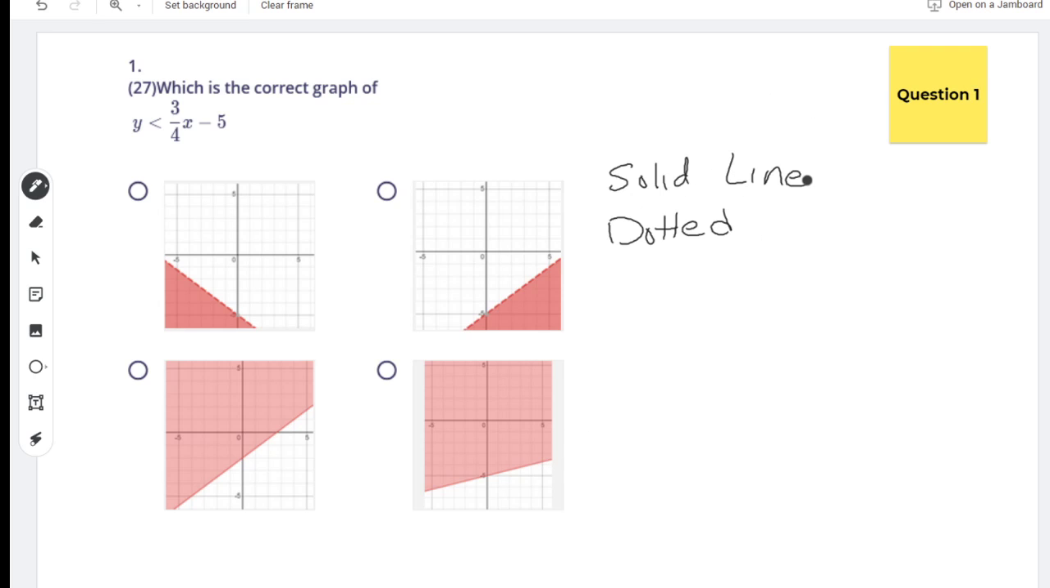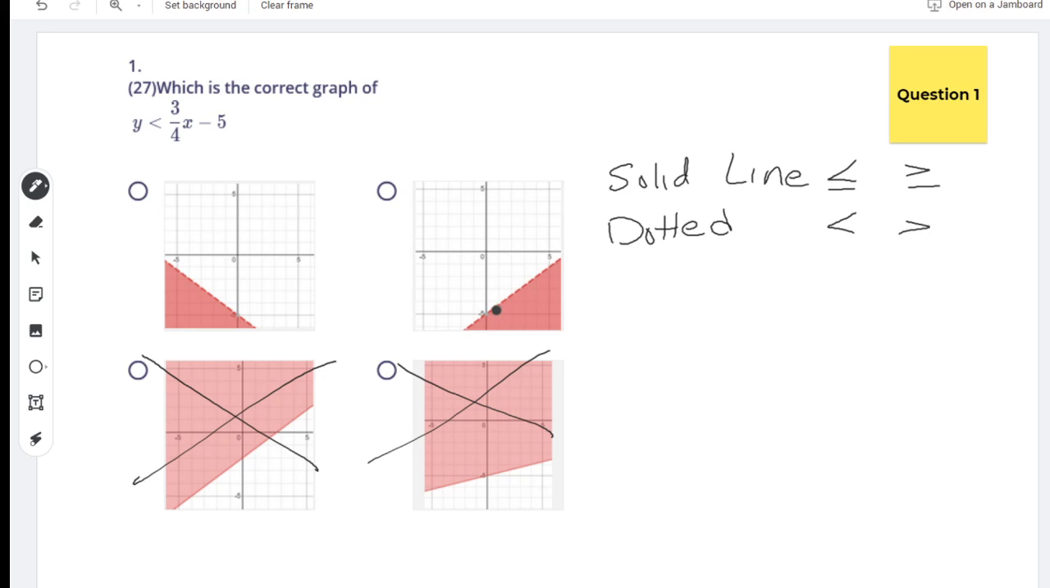So to have a solid line, you need to have either greater than or equal to or less than or equal to. So here's our greater than or equal to, here's less than or equal to, and so you have to have that little line under here. And so when I look at my inequality symbol, the one that's here in our problem, it doesn't have that bar, so I need to use a dotted line. So I can eliminate these two options back here.